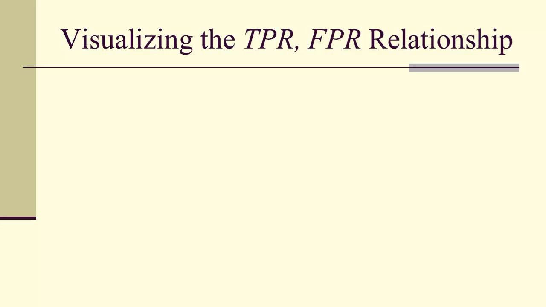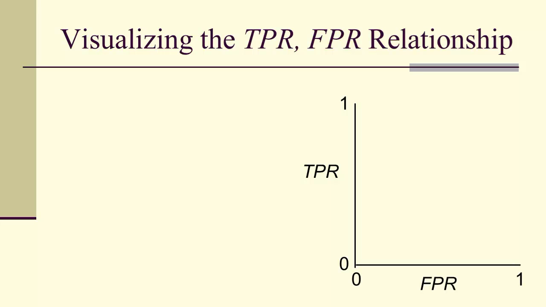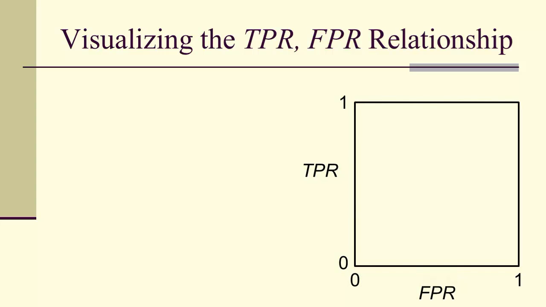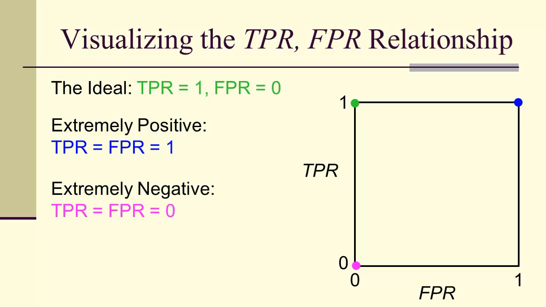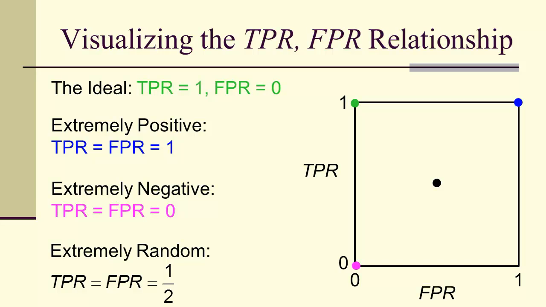Now let's see if we can visualize this TPR FPR relationship. We're going to put the true positive rate on the vertical axis and the false positive rate on the horizontal. And then we're going to draw a grid. The ideal would be for the true positive rate to be 1 and the false positive rate to be 0. And so the green point at 0, 1, true positive rate equals 1, is our goal. It's the ideal. If we're extremely positive, then both our true positive rate and false positive rate are 1. If we're extremely negative, they're both 0. If we're extremely random, they're both 1/2.